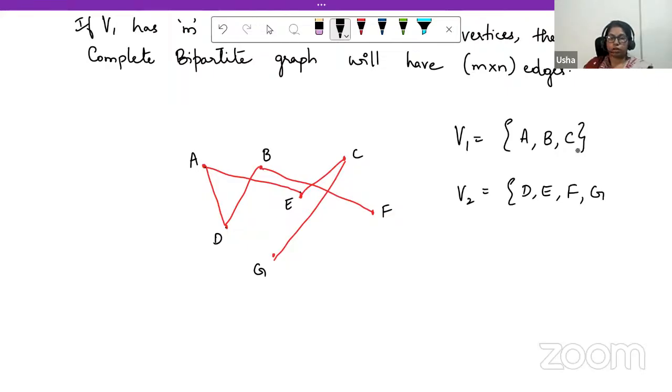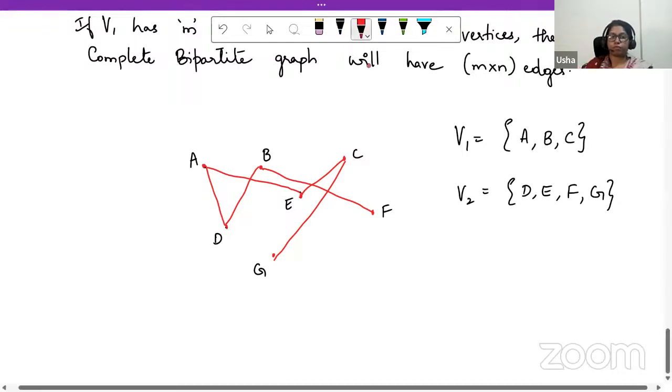Okay. Have you written all? Yes. Now see, among A, B and C, there are no edges connecting them. Among D, E, F, G, there are no edges connecting them. Okay. Therefore, this is a bipartite graph. Suppose you had one like this.